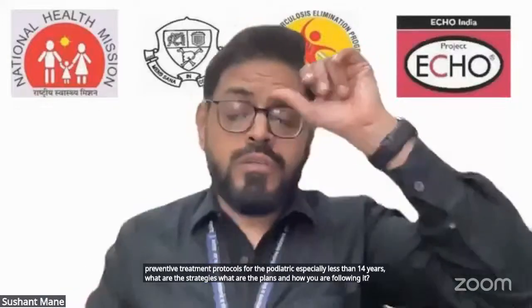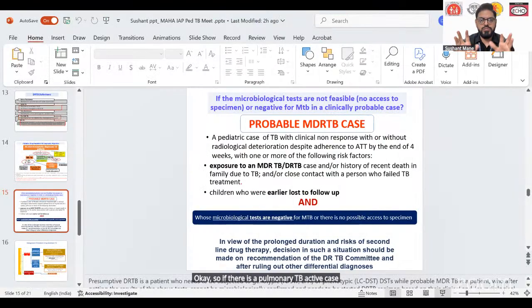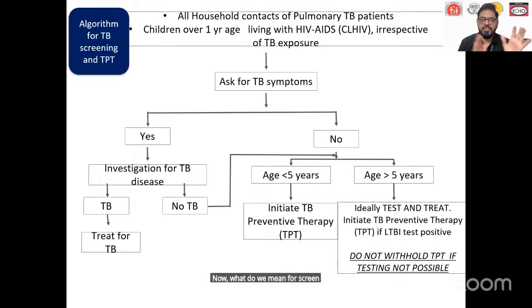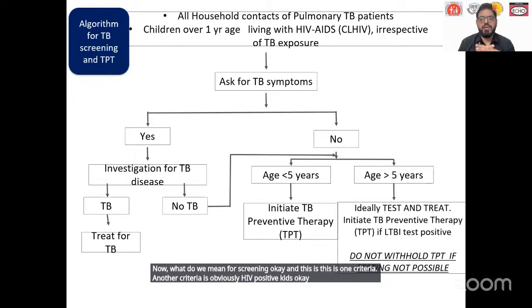Yeah, so just to brief the audience, TB preventive treatment is right now given under the program to all contacts of pulmonary TB patients. If there is an active pulmonary TB case, especially sputum positive, in the family or in close contact, all the persons who are in close contact with the index case have to be screened for TB. And this is one criterion. Another criterion is obviously HIV positive kids. That comes hand in hand. So basically, it is not for contacts of extrapulmonary TB. It is for contacts of pulmonary TB. That is the first point.